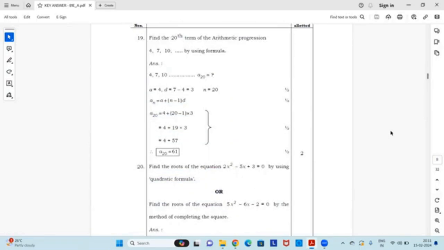Question 19. Find the 20th term of the arithmetic progression by using the formula. Numbers are given down.